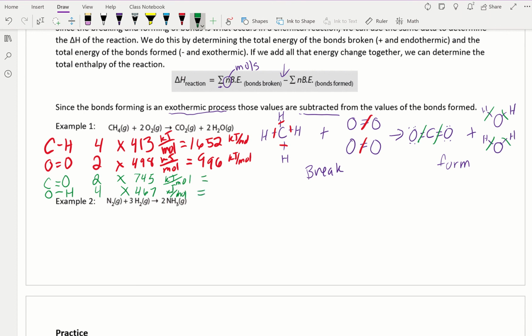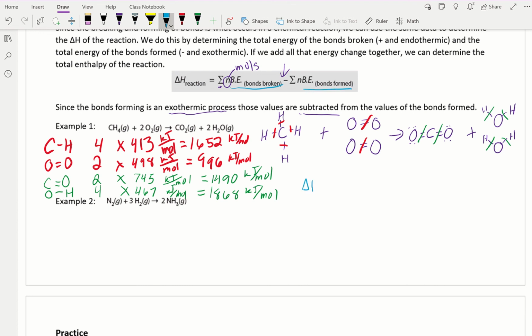All right, so we're going to go ahead and multiply those out. So 745 times 2 of those bonds, 1490. Should have given myself a little more space here. And 4 times 467 for the oxygen hydrogen, and that is 1868 kilojoules per mole. Okay, now we're not done. We've still got to do our final math here, but we've got our totals, which makes it a lot easier. So we're going to take the bonds broken and subtract the bonds formed.